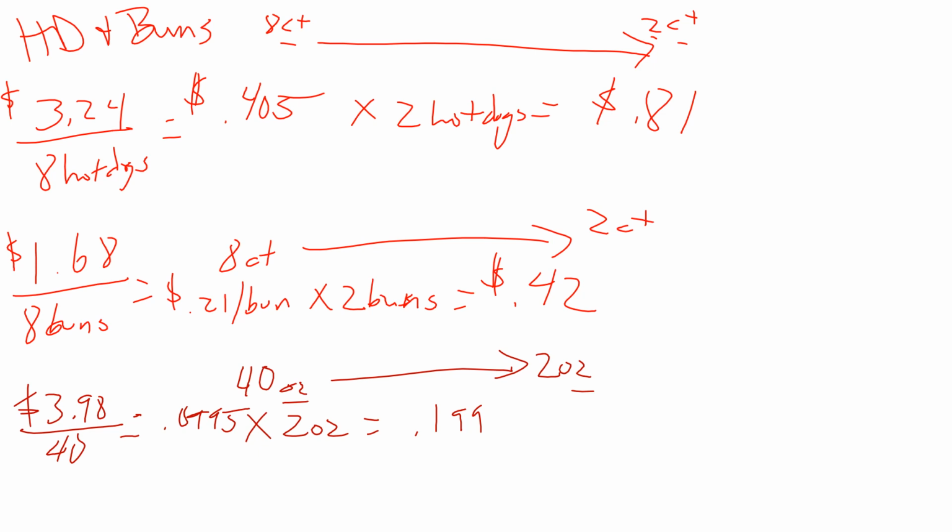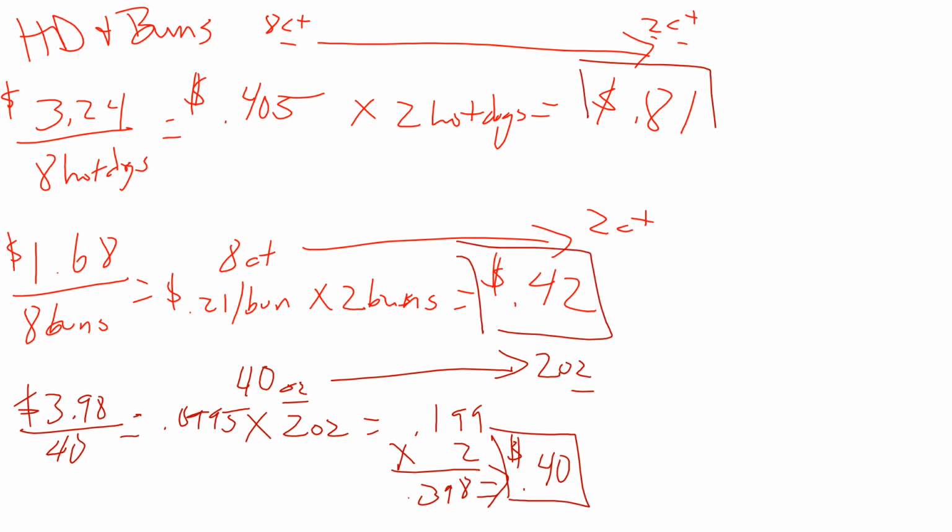How many hot dogs do we have? That's right, we have 2 hot dogs. So we need to multiply that by 2 and we get 0.398, which we're going to round up to 40 cents. So we have 40 cents, 42, 81.